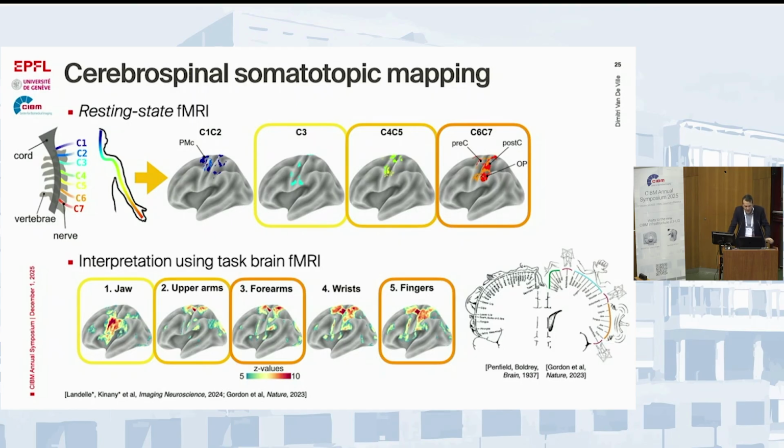And that is what Gordon et al., in a famous Nature paper 2 years ago, highlighted: that you don't just have a linear organization in the homunculus, but something that is mirror symmetric and which seems to come out of our data quite well.